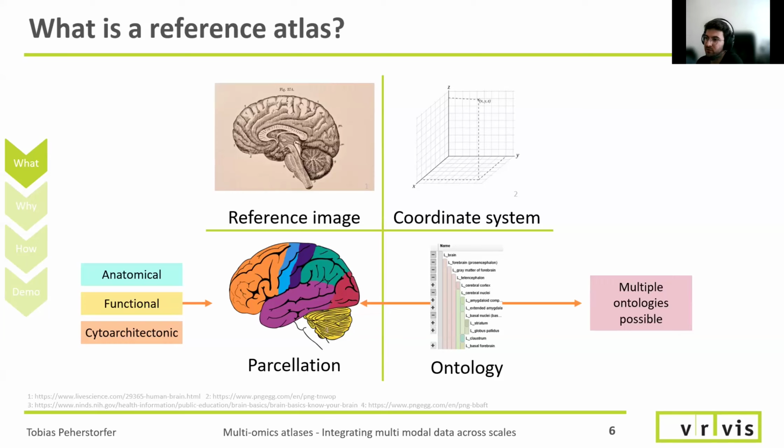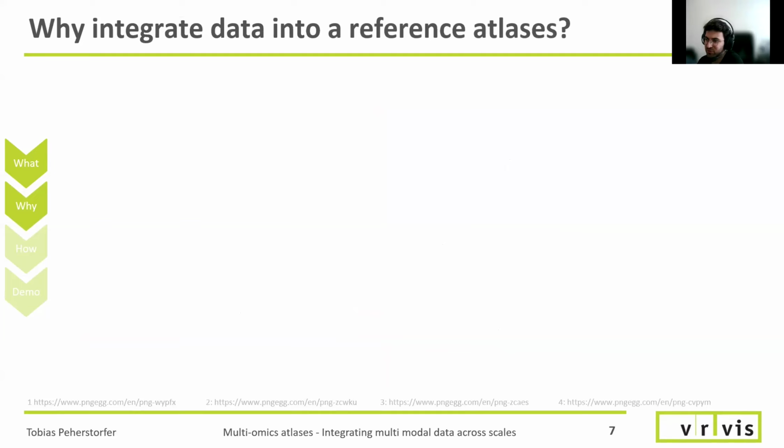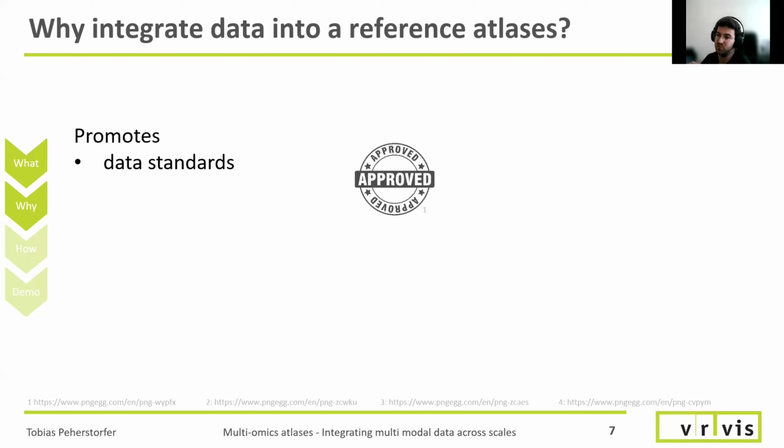Okay, now next off, why have I told you this? What is the use of such a reference atlas, and why should we integrate our data into a reference atlas instead of just analyzing it as it is? So integrating data to a reference atlas means you align it with a standardized and probably widely used reference image and reference space, which means it promotes data standards. It promotes that your images are fitting and probably also registered to that image, to that reference space.